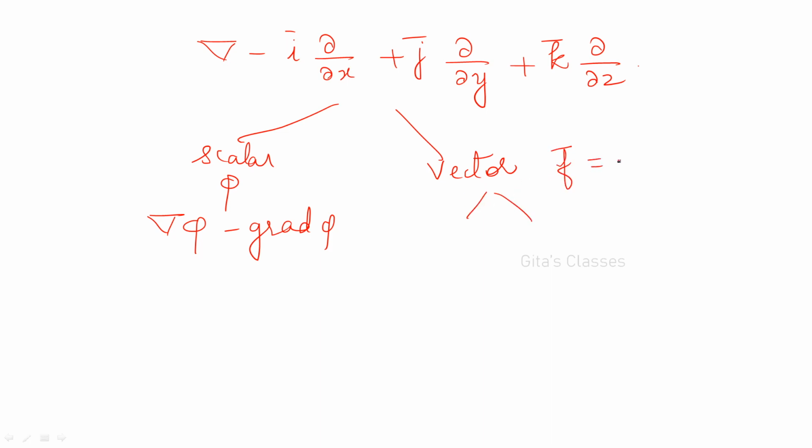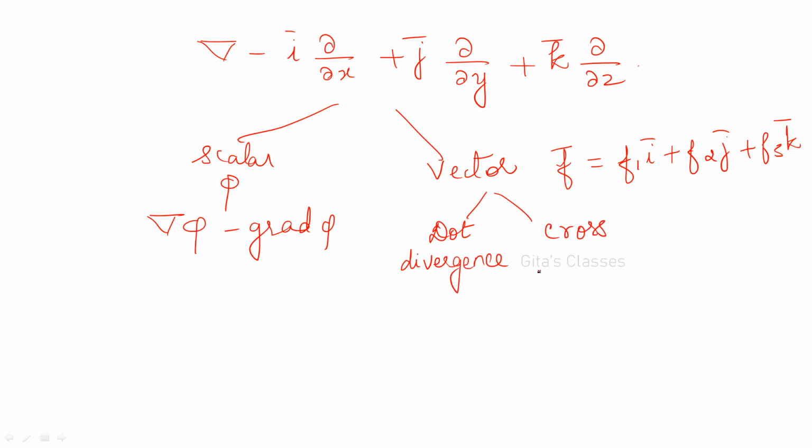If the vector point function f bar is f1 i plus f2 j plus f3 k, we can take the dot product as well as the cross product. If you take the dot product, it is called divergence. If you take the cross product, it is called curl. So this is del dot f, and this is del cross f.